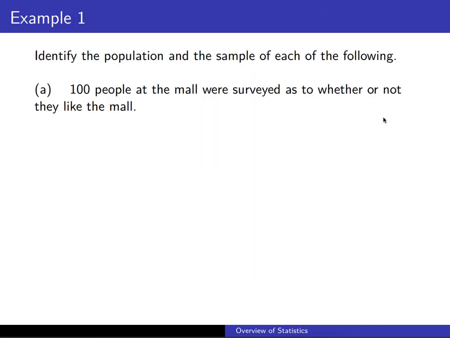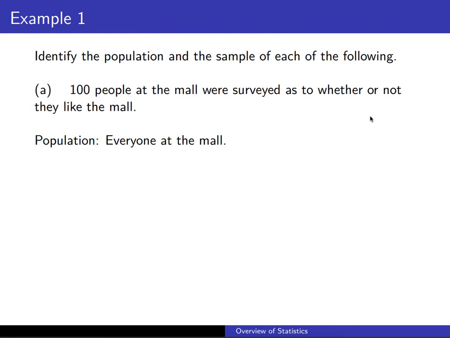So example 1, we're going to identify the population and the sample for each of the following. Example 1A: 100 people at the mall are surveyed as to whether or not they like the mall, which, I don't know if you're still watching this, if malls will still be a thing, but if not, they used to be places where people shopped and gathered. Well, our population is going to be everyone at the mall, probably everybody at the mall that day, or maybe everybody at the mall during the time that they were getting this survey done.